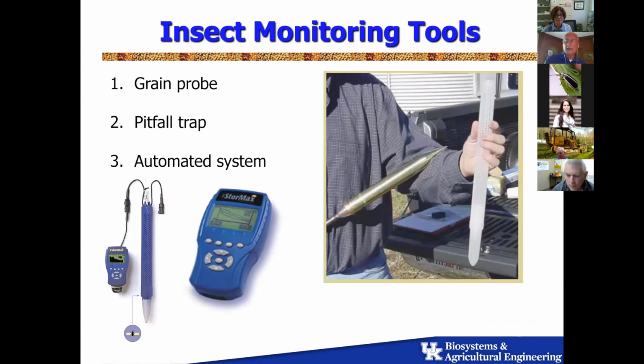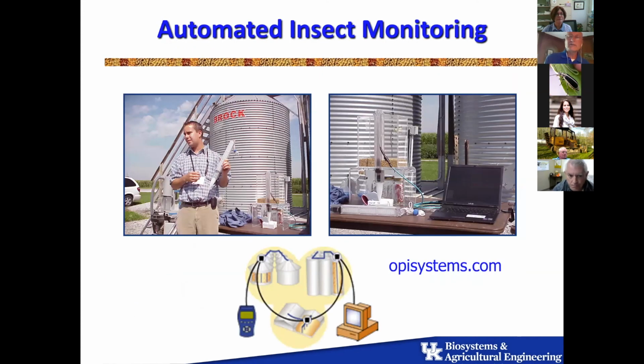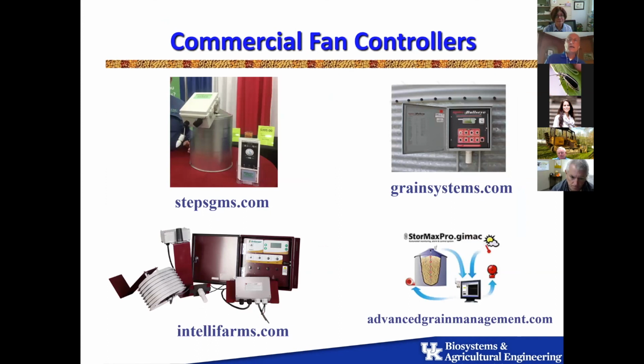Similarly, for insect monitoring and control, you might have pit traps, or rather an electronic system to do that. So we can use either handheld devices, or we can use an automated device that is made by OPI Systems. There's some others out there, and again, I'll share at the end of this some resources from the industry that we may want to look for that kind of equipment. Again, some other choices of tools on the shelf for monitoring and controlling fans automatically for grain storage.